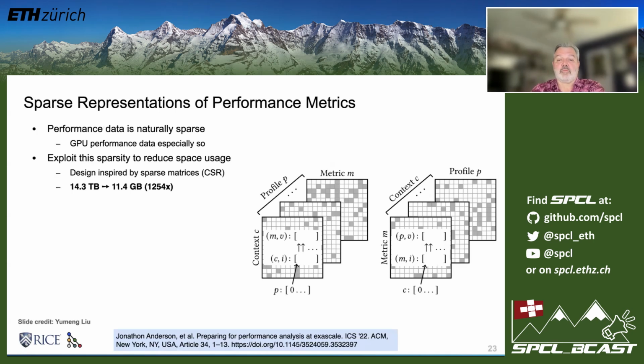One of the things that became important for GPU-accelerated programs is we found that the performance data is naturally sparse. If you're collecting for GPU-accelerated programs, there are no GPU performance metrics, no GPU instruction stalls, for CPU contexts. And for GPU code, often we have lots of metrics. So maybe tens of metrics for GPU kernel launches, or for GPU instructions where we have instruction stalls.